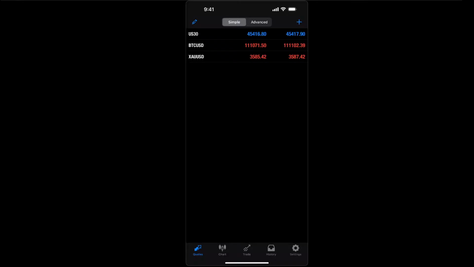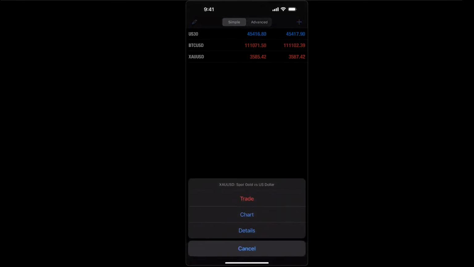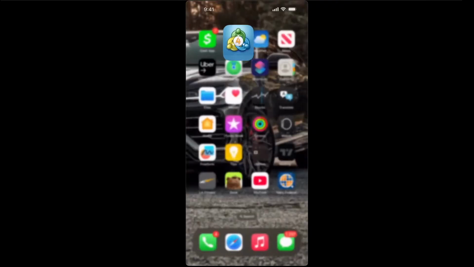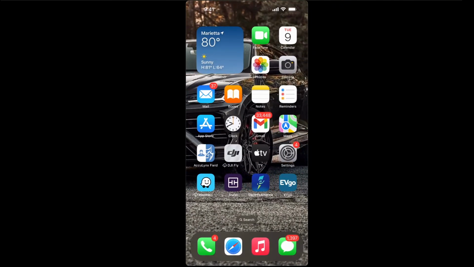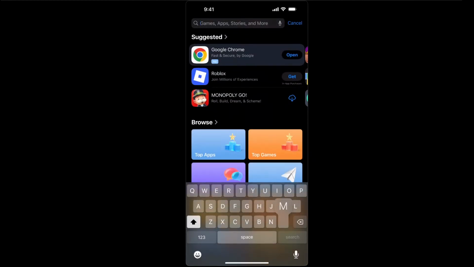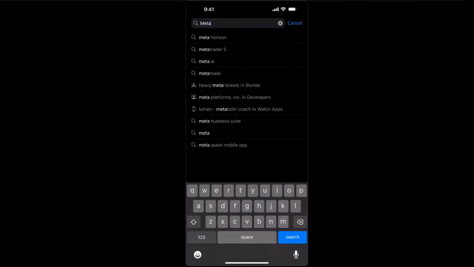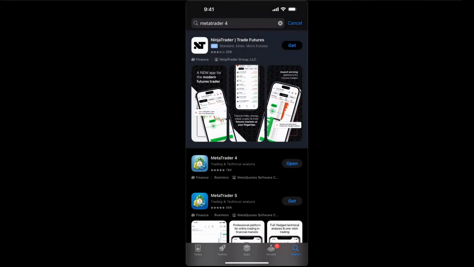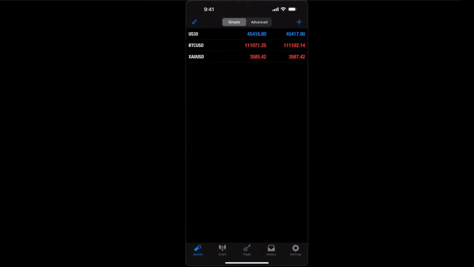Then you're going to hold down. Let's say we're going to use gold as an example. You're going to hold down gold with your finger, and then you're going to hit trade. I'm skipping steps. Forgot to show you what this looks like. You got to go to the App Store first. My bad. Type in MetaTrader 4 on the App Store. And you're going to download this, and then boom, you're ready to go.